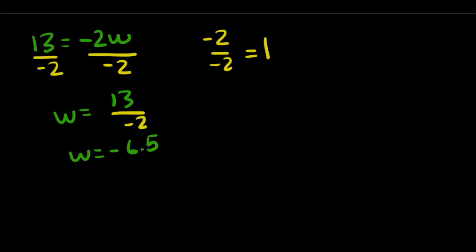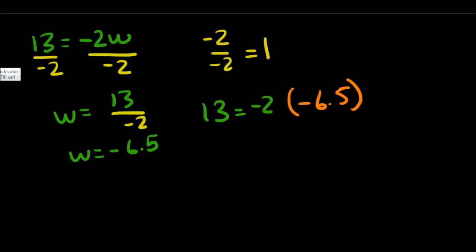Now, if we want to check this answer, we plug in our w value, which is negative 6.5, into the w spot. So 13 equals negative 2 times negative 6.5. If you were to plug that into a calculator, you would see that negative 2 times negative 6.5 does indeed equal 13, so our answer is correct. Now we're going to look at solving equations that contain fractions.